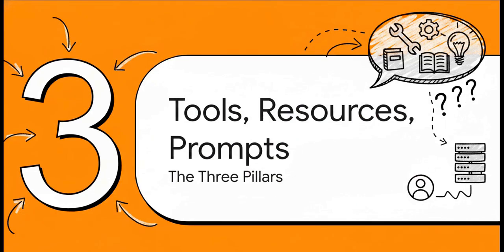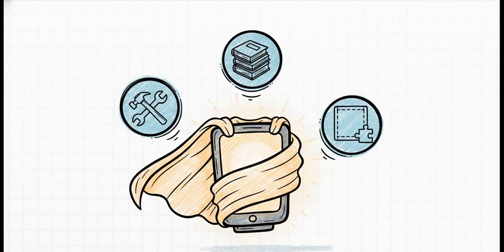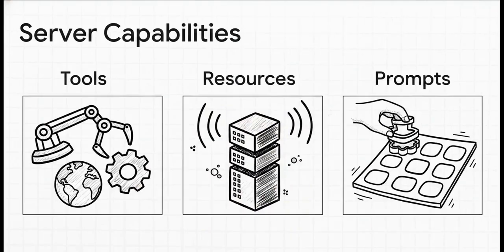Okay, Section 3, Tools, Resources, and Prompts, the three pillars. It really all boils down to these three pillars of MCP. These are the core features a client can request from a server, and collectively, they are exactly what gives your LLM its superpowers. Let's break them down right quick.